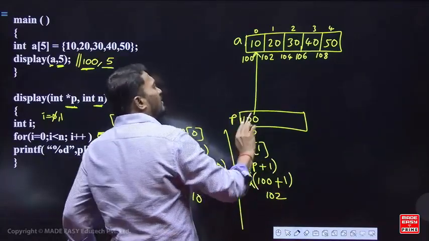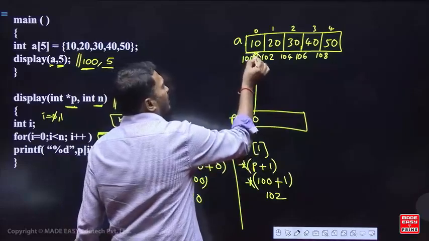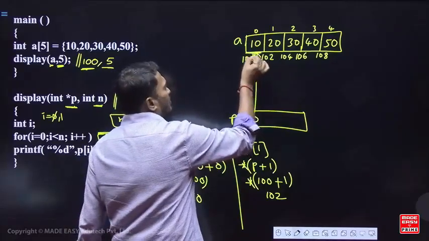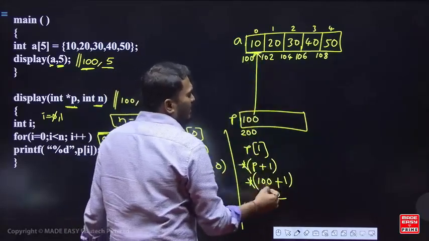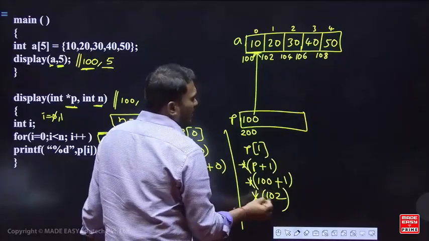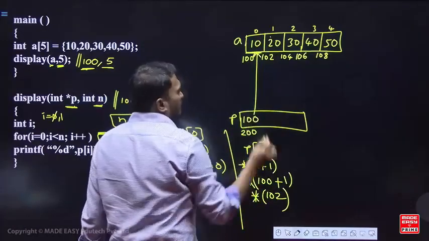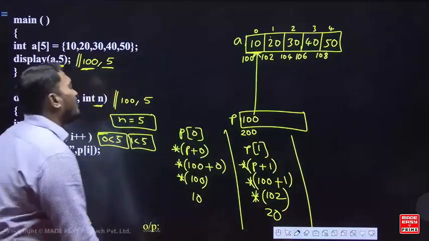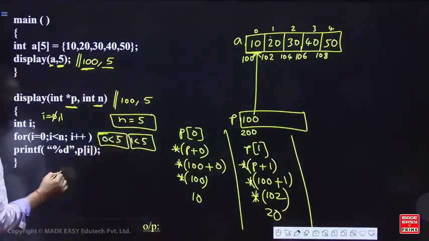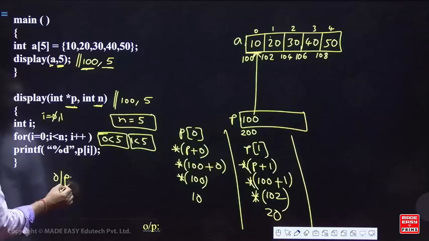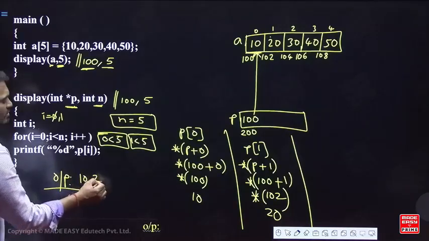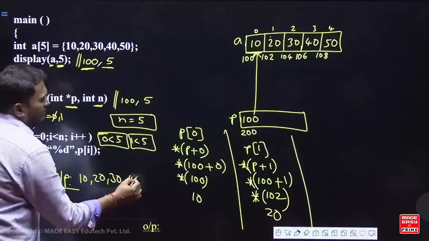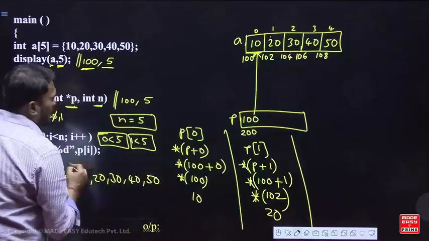Because p is pointing to 100, this element it is pointing to, what is the size of the element? 2 bytes. If I say plus 1, it will increment by 2 bytes. So star gives the value at the location 102. How much is that? 20. Is that clear? In the same manner it is going to print all the values. Now tell me what output it will print: 10, 20, 30, 40 and 50.